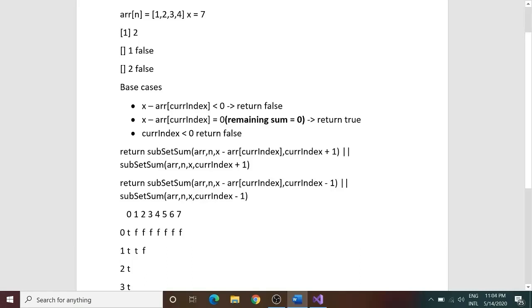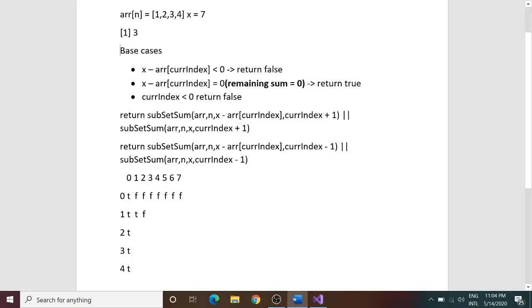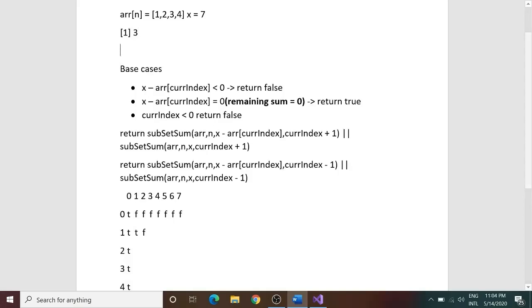This subproblem means that I am left with a sum of 3, but I have an array in which I have only a single element left with me. I need to make a sum of 3. So is there any subset of this set which sums up to 3 or not?